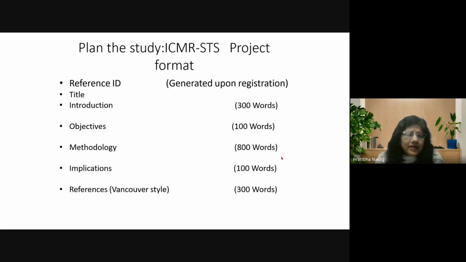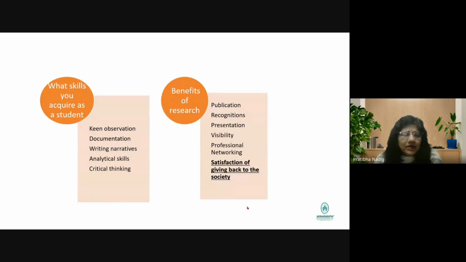So that completes our format of the research proposal. This is the ICMR-STS, which will ask us to write in this manner, and they have defined the limits because you cannot go on and on. So the skill lies in condensing whatever we have written to so many words without changing the meaning, right? So that completes this part.